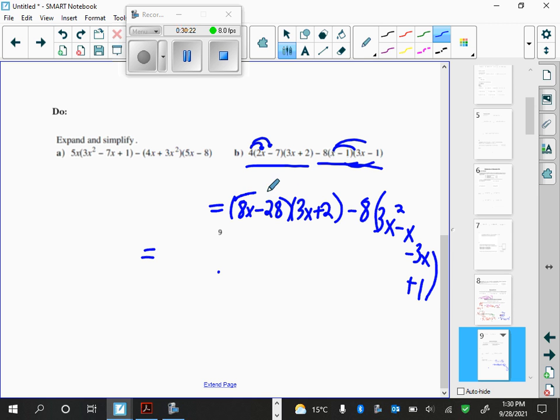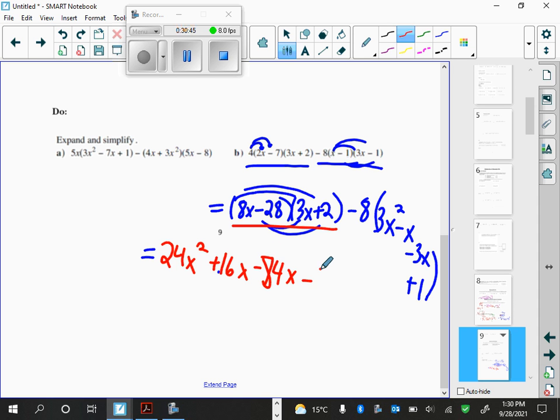This one, I'm going to FOIL here. Oh, I don't need to change markers. Let's just do this one, red part. So 24x squared plus 16x, subtract 84x. Subtract 56. And then we're going to collect like terms here. So negative x subtract 3x is negative 4x. 3x squared subtract 4x plus 1.